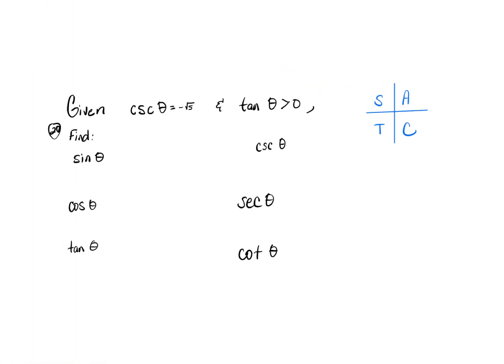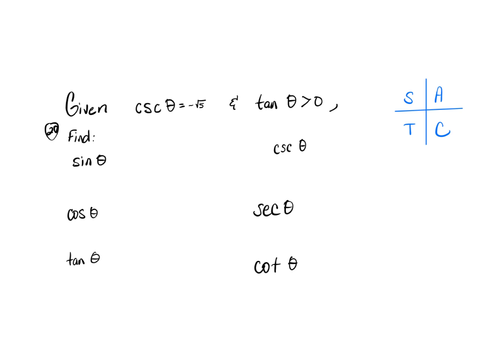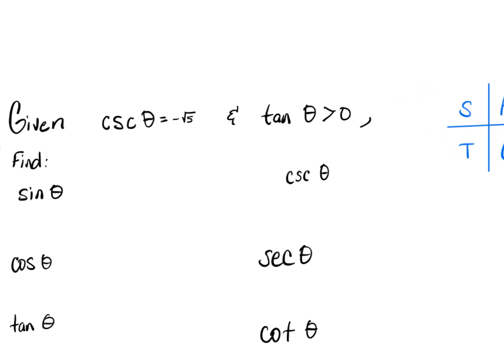For our last example, we're given that cosecant theta is the negative square root of 5. Remember, cosecant is r over y. R is always positive, so y is going to be negative, which means r is the square root of 5, and y is negative 1. And it tells you that tangent theta is greater than 0, so tangent is y over x, and that's greater than 0. We already said that y is negative, so x has to be negative as well.